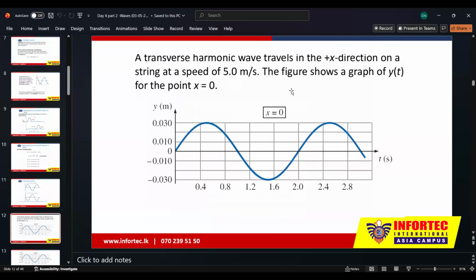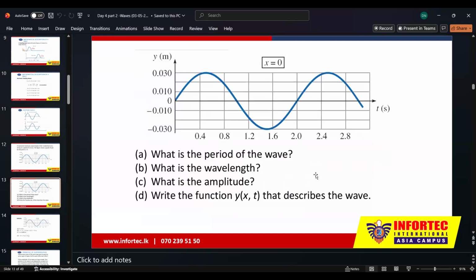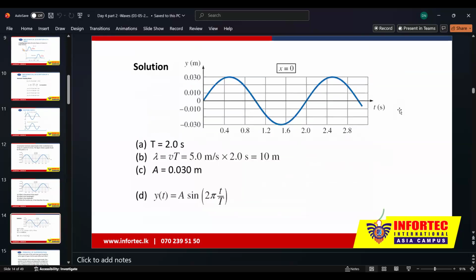Then this is the one graph showing here. The figure shows y versus time. Then what is lambda? What is the T? Then questions can ask: what is the period of the wave? The axis is time. What is the wavelength and amplitude? Then questions can ask, right?